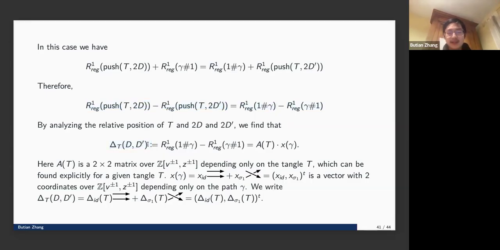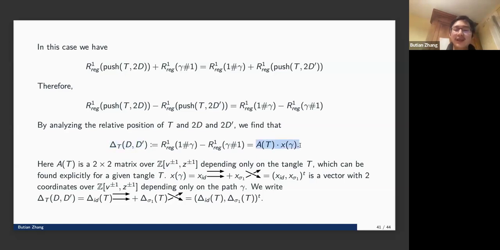And by some analysis of the position of the T and 2D, we can find that this thing equals this thing, has a form like this. What is this thing? Let me remind you that this delta T has two coordinates because it lies in the Hecke algebra of dimension 2. So we regard it as a vector, as a column vector with two coordinates.